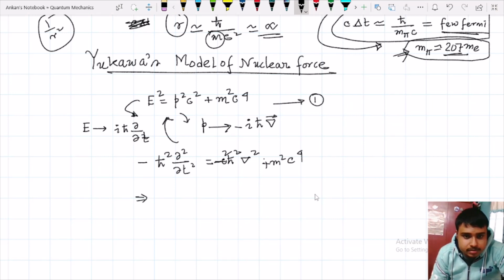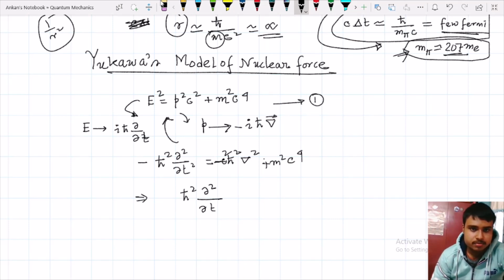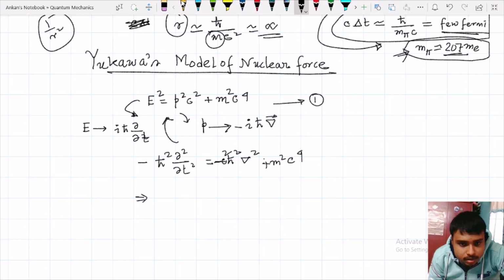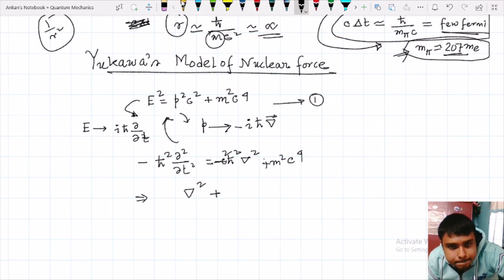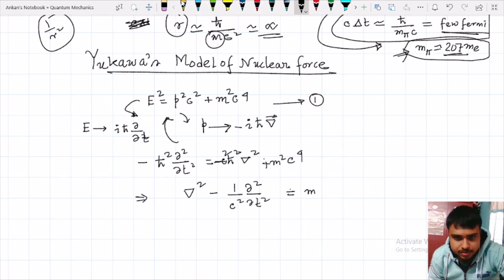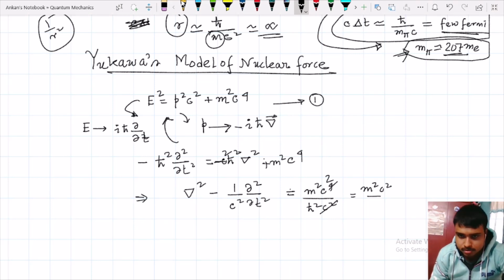If we arrange them, then ħ square ∂²/∂t². Let us remove the ħ square and simplify the equation: grad square, sorry, here the minus, so this should be minus 1 upon c square ∂²/∂t² is equal to m square c to the power 4 divided by ħ square c square. So c square will cancel, and this will become m square c square upon ħ square.